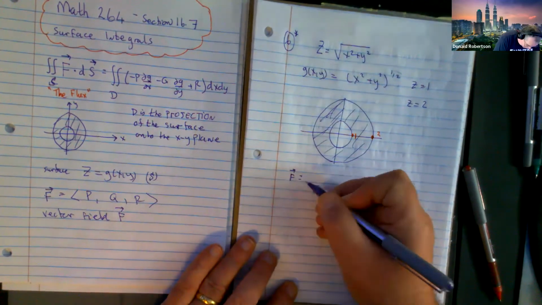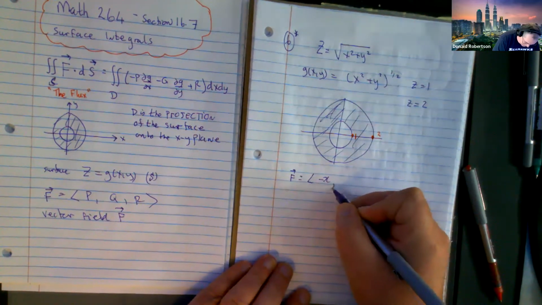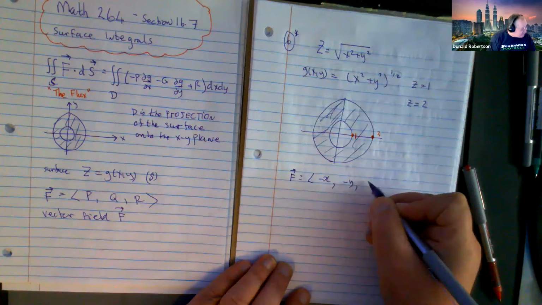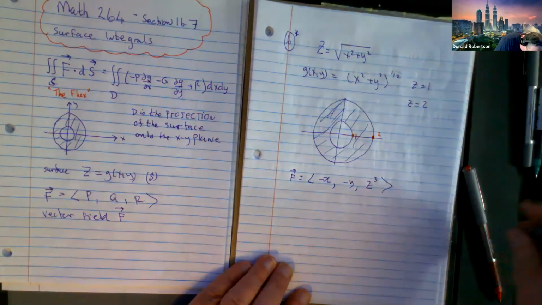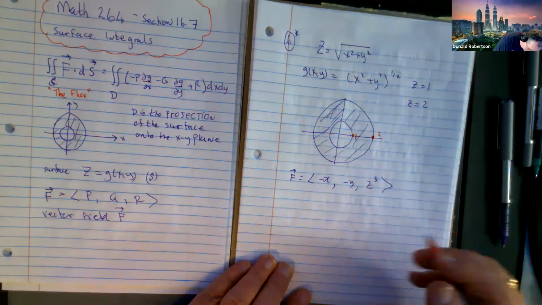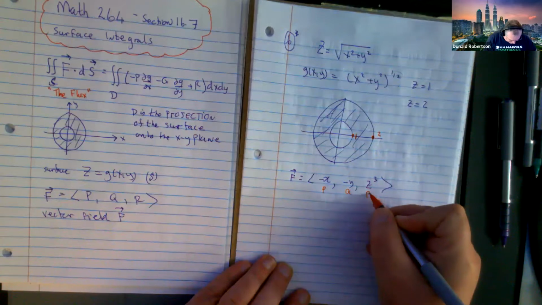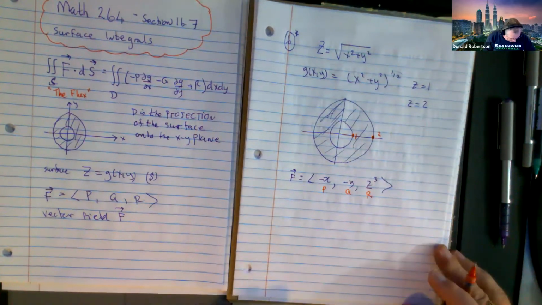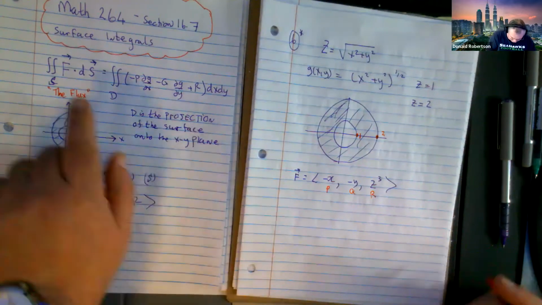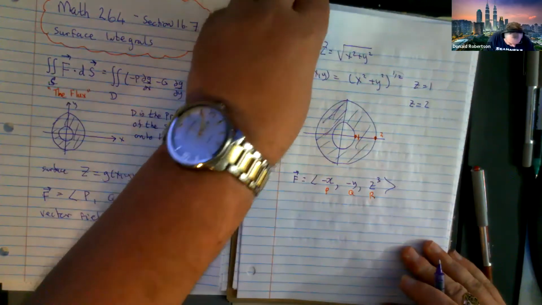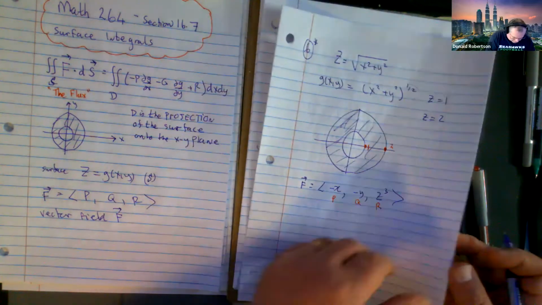So this is all the major stuff with one extra thing. The vector field is negative x, negative y, z cubed. Double checking that. Negative x, check, negative y, z cubed. So that's my P, that's my Q, and that's my R. So if I put all those pieces together, I should be able to turn this flux, this surface integral, into this more normal looking double integral. So here goes.